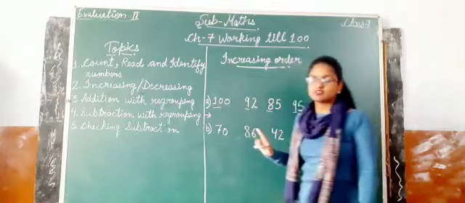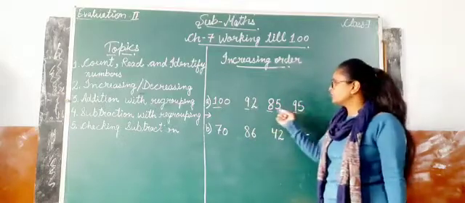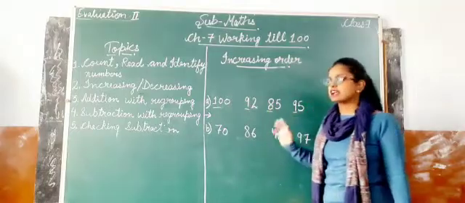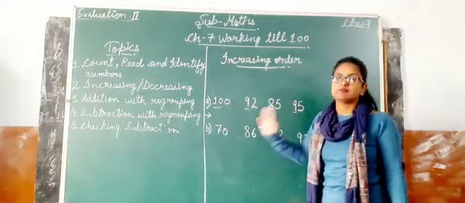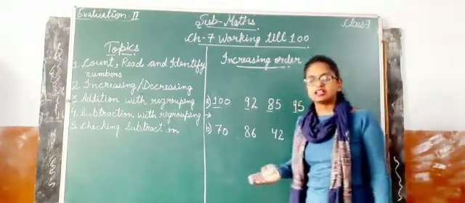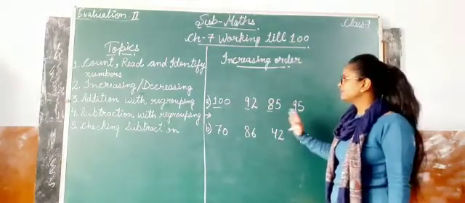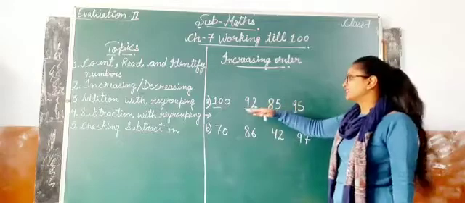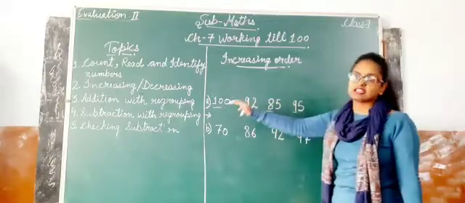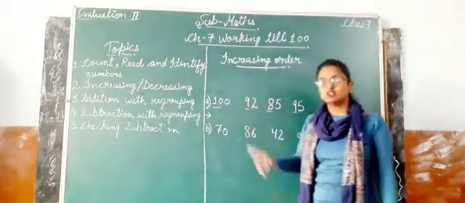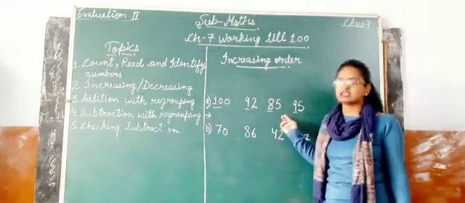What is the trick that we have used here? We have left out the ones place and we are looking at the numbers remaining. If you know your counting well, you can directly tell me, ma'am, 85 is the smallest, then comes 92, then comes 95 and then comes 100. But if you are not good with your numbers, this is a small trick that we can do.